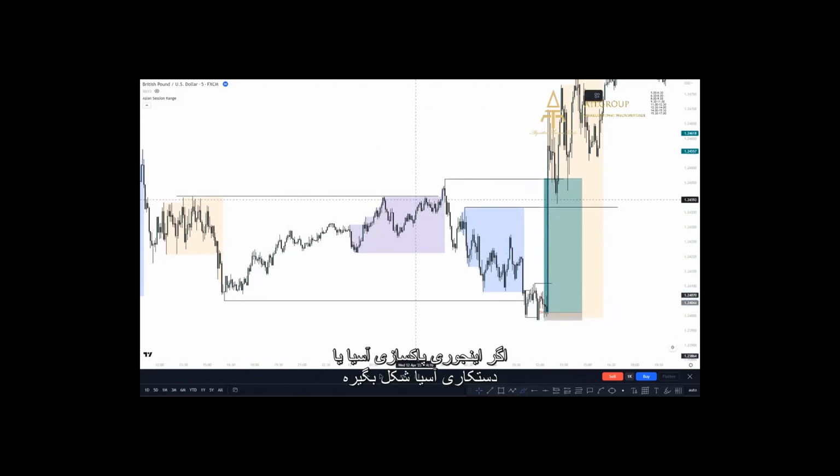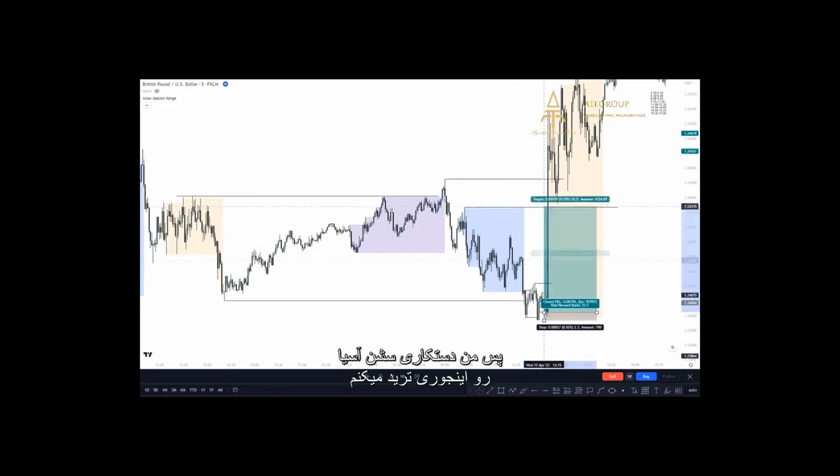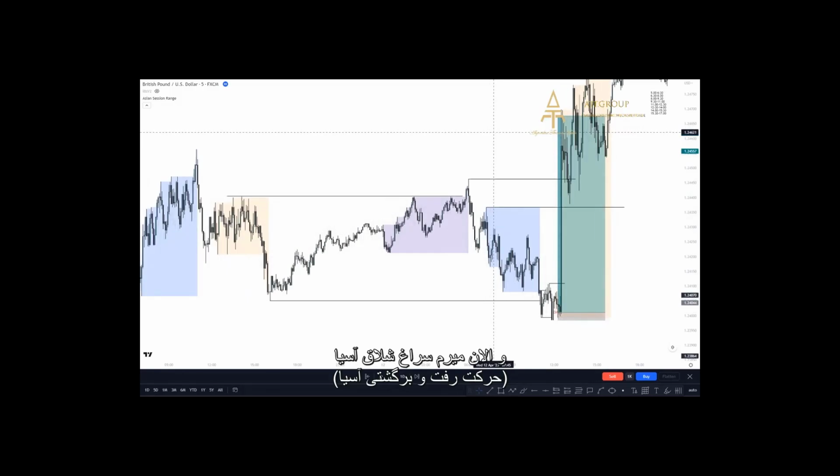If we got Asia sweep, Asia manipulation, like this, you can expect London to continue the move, then we sweep some major liquidity point on the left, and after the sweep of the major liquidity point on the left, we will target this whole London build-up and these liquidity points right here. So this is how I trade Asia manipulation, and right here I'll go over Asia whipsaw.